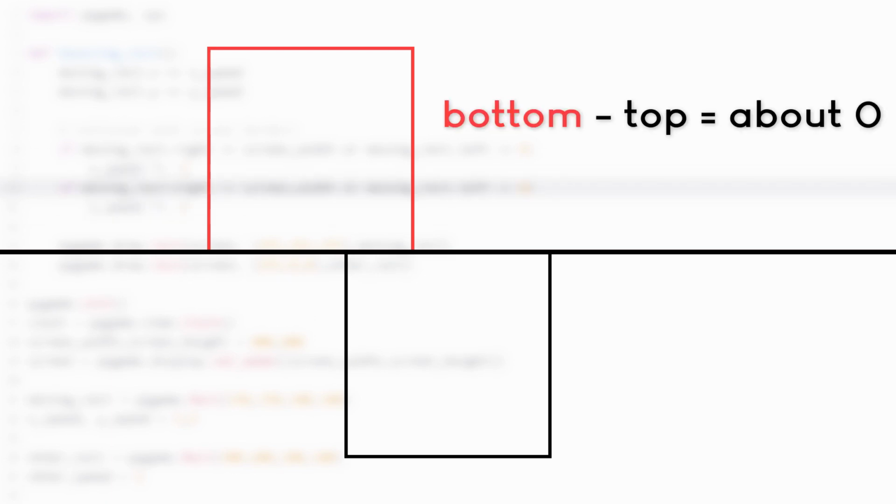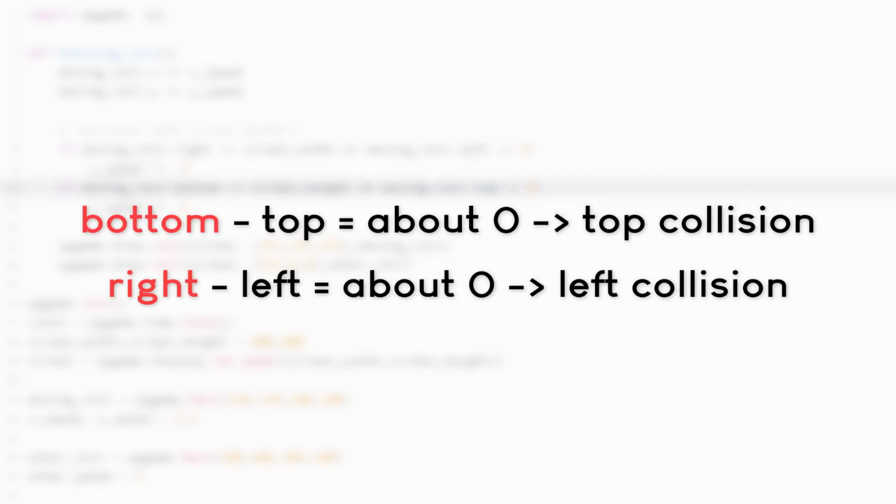Let's say we want to check if the top was collided with. And all we really need to calculate is if the bottom of one rectangle is equal to the top of the other rectangle. So we just subtract one from the other. And if that number is either 0 or really close to 0, then we know a collision from the top has occurred, because those two would have the same height, which couldn't be the case if any other collision has occurred. And then we do the same kind of calculation for each of the sides.